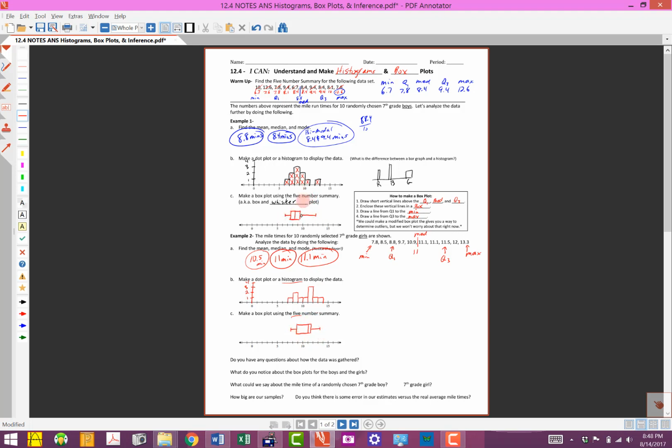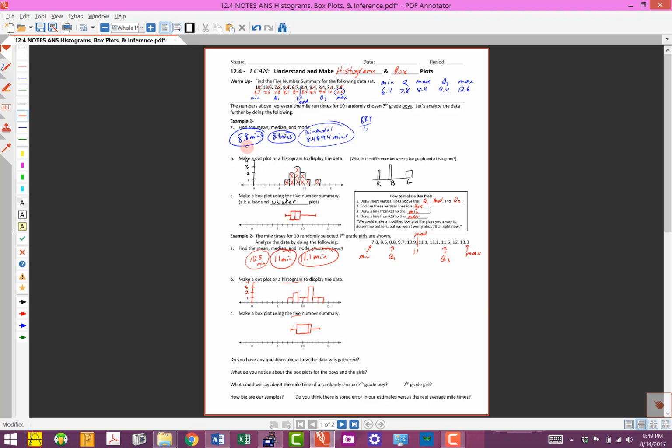Now I did these right on top of each other for a reason. So you'll notice that these are scaled exactly the same. I used the same graph on this one as I did on this one. So one thing that you should notice right away, whether you're looking at the box plot or the histogram, is that the boxes, this entire distribution we call it, is more to the left. In other words, it looks like the boys ran faster.